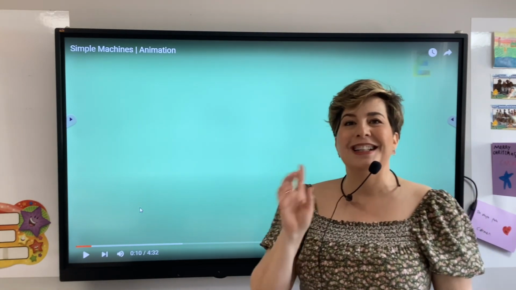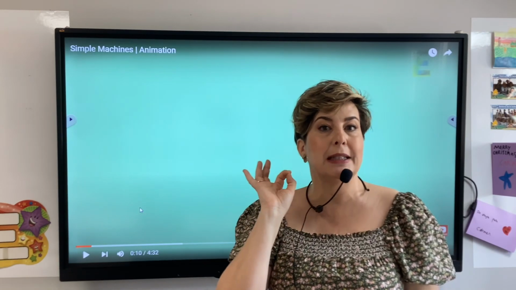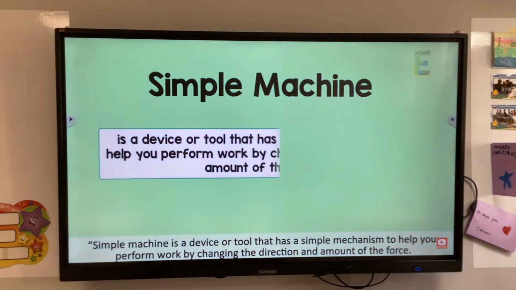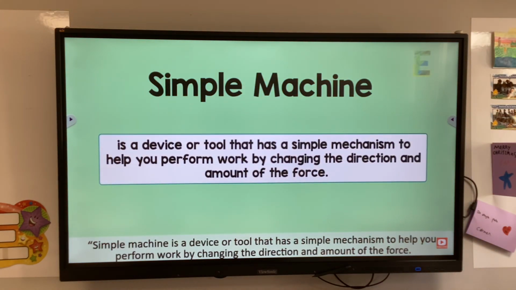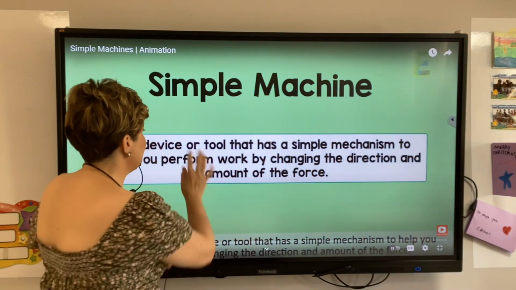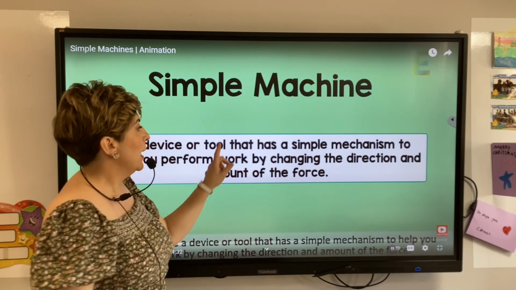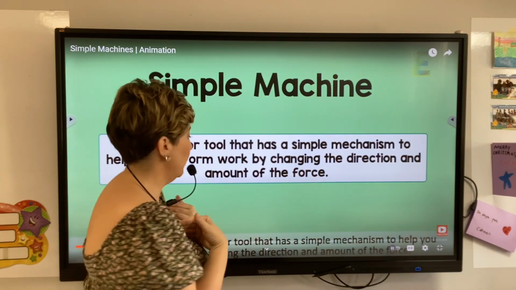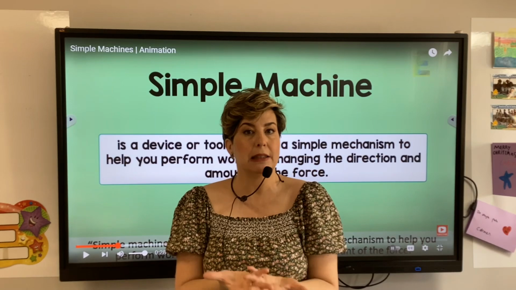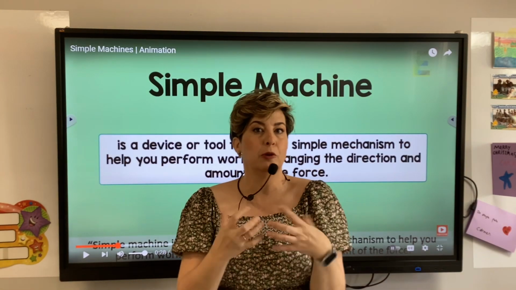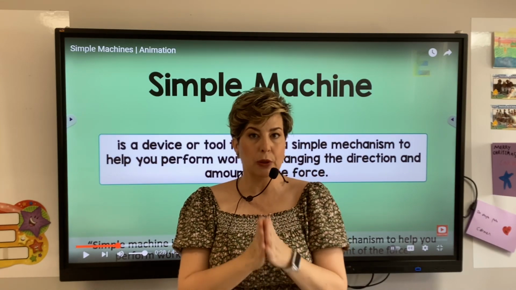So first of all, let's do a quick revision about what simple machines are. A simple machine is a device or tool that has a simple mechanism to help you perform work by changing the direction and amount of the force. A simple machine is a device or a tool that has a simple mechanism that is going to help us perform a task. What is a task? You remember? Perform an action, perform something. Okay, that is what a simple machine is.